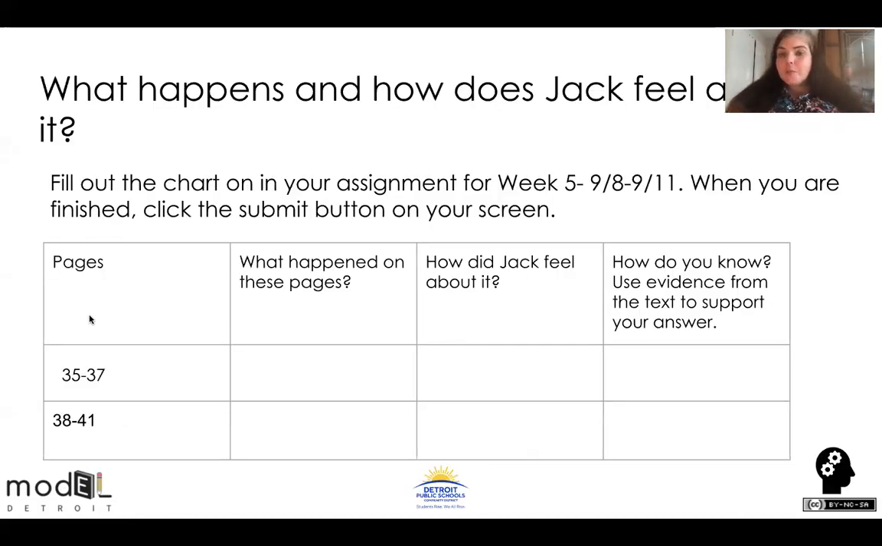Now, just a reminder, go ahead and fill out pages 35 through 37: what happens on these pages, how did Jack feel about it, and how do you know? What's your evidence to support? And then you're also going to fill out pages 38 and 41. Now, when you're finished, go ahead and click the submit button on your screen.